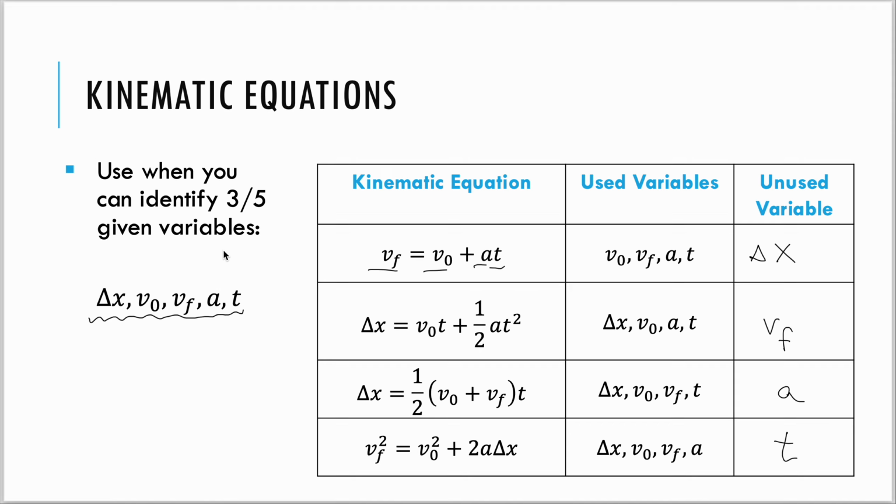So when you're using the kinematic equations, you have to identify 3 out of these 5 variables and the one that you're looking for, and that will tell you which equation to use. Notice that whenever you are defining velocity in these problems, you always have to specify, is it initial velocity or final velocity? Because these are 2 separate variables in these equations.